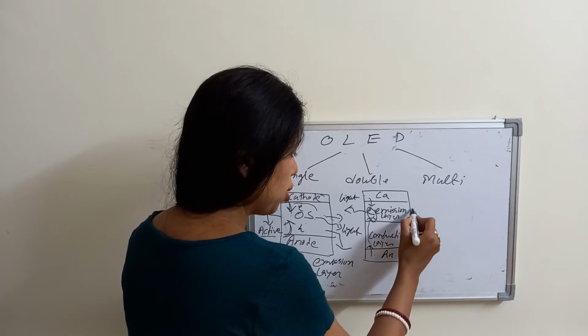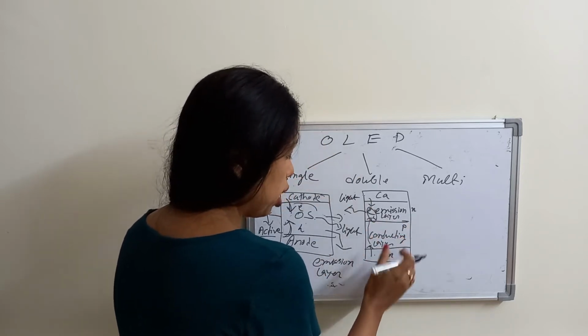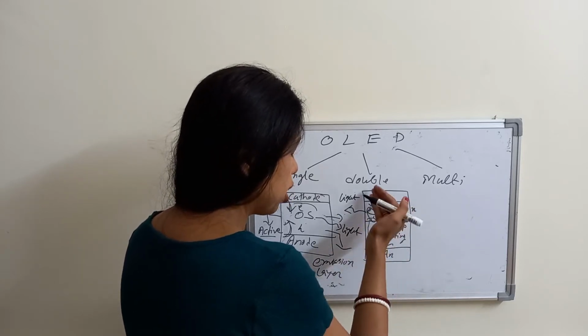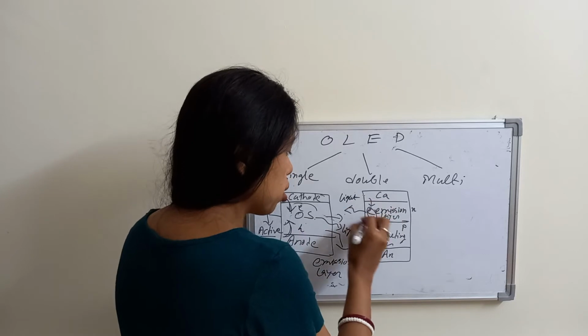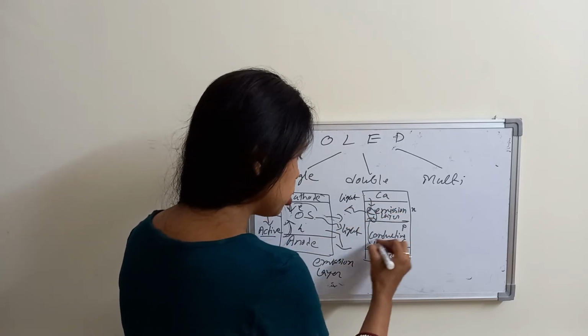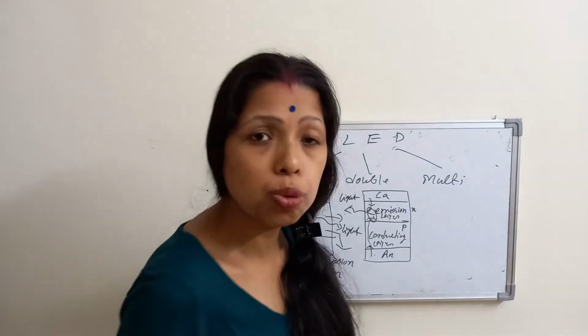That will be p type and this will be like an n type. This is the p type, the hole will transport through the p type conducting layer. Through the n type, the electron will transport and remain inside the emission layer. Inside this emission layer, electron and hole both will recombine.